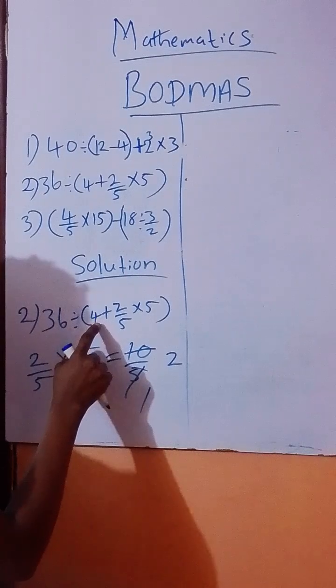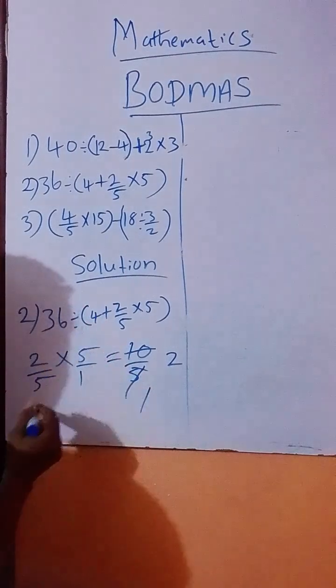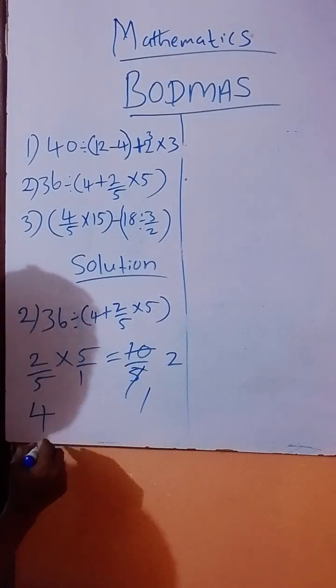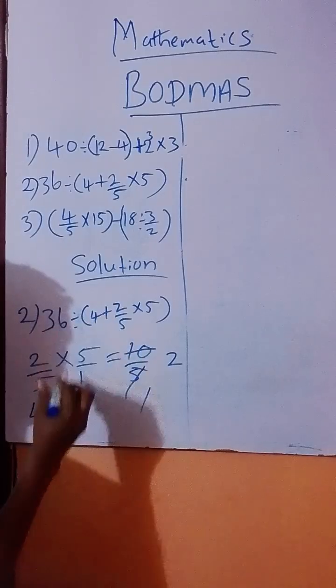What is inside the bracket again is 4. We bring down our 4. Put the plus sign.